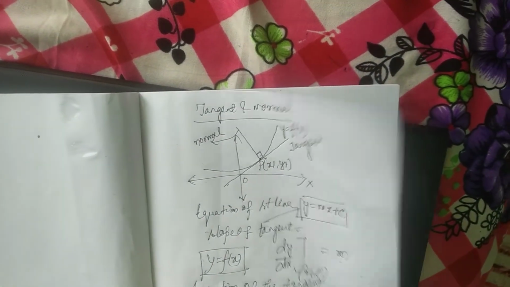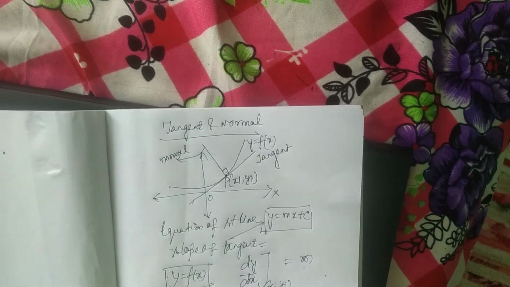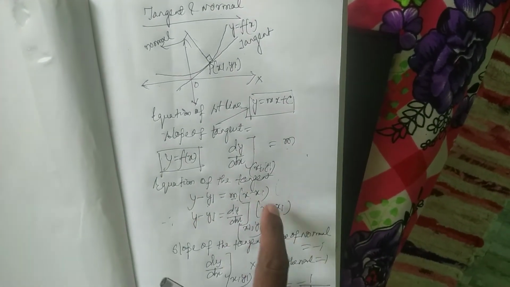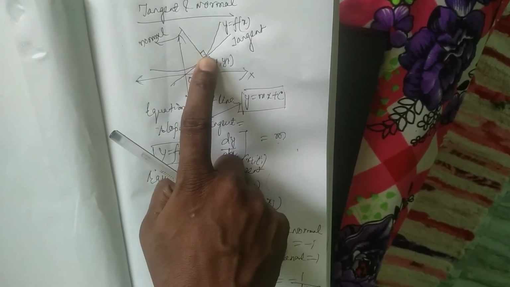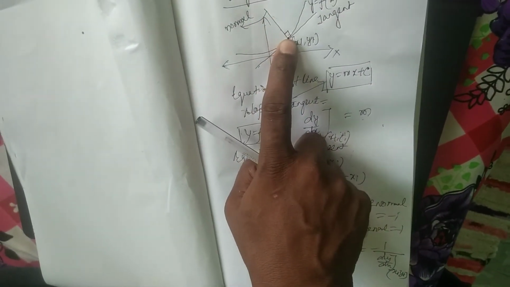The point plays a very important role in finding the equation of the tangent and normal. You are finding the equation of the tangent at the point of contact (x1, y1), so the point of contact is very much essential to find the equation of the tangent. Similarly, also the equation of the normal.